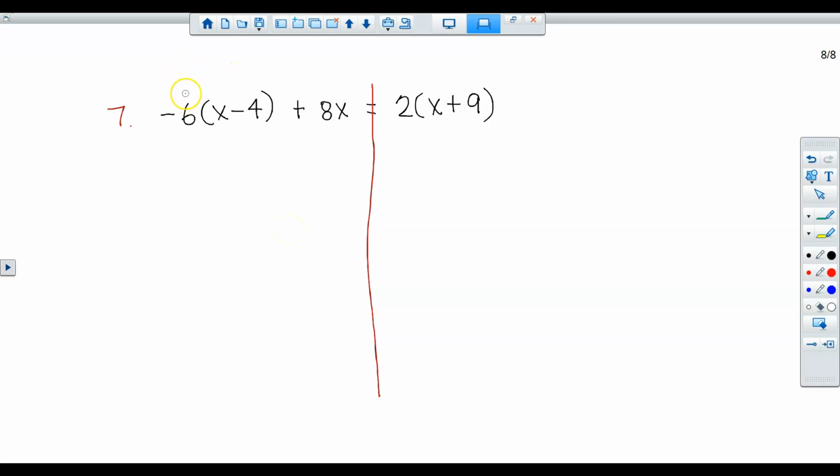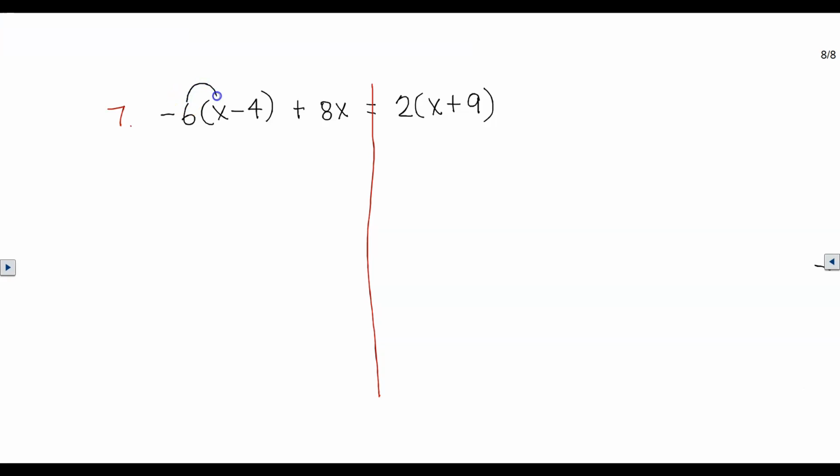All right, so first we're going to distribute. Negative 6 times x gives us negative 6x. Negative 6 times negative 4 gives us a positive 24. And then we have our plus 8x that will just move down. We're also going to distribute over here. 2 times x is 2x, and 2 times 9 is 18.